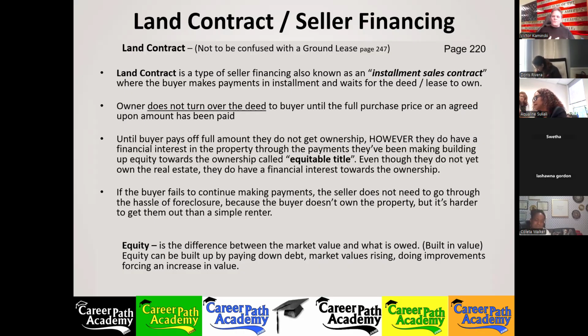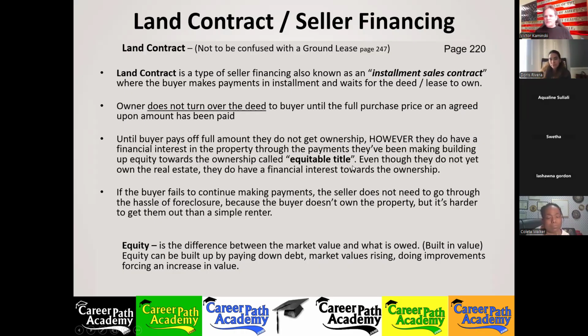So the buyer will be essentially renting to own, making payments in installments. So they're more than a renter, but they're less than an owner. So until a buyer pays off the full amount owed, they don't get the ownership. However, they do have a financial interest in the property through the payments they've been making, those periodic payments they've been making, building up equity, called equitable title.